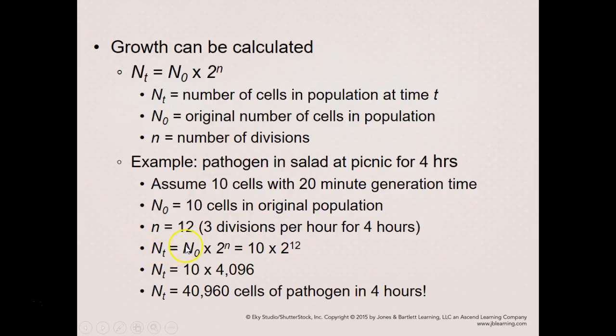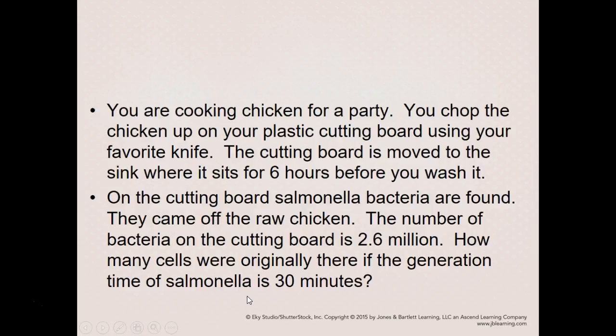I get it. So now we have N sub T equals N sub 0 times 2 to the nth, or 10 times 2 to the 12th. So if we do 2 to the 12th power times 10, we get N sub T equals 40,960 cells. So now I'll let you figure this out on your own, okay? And then when we get together, you can ask me about this.